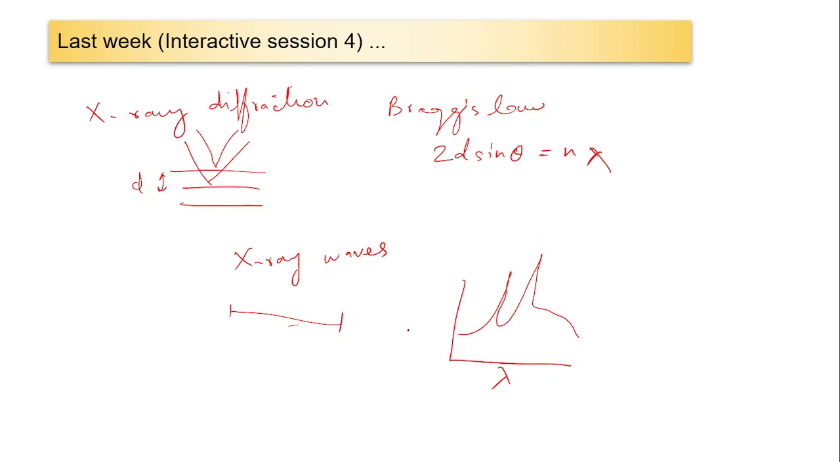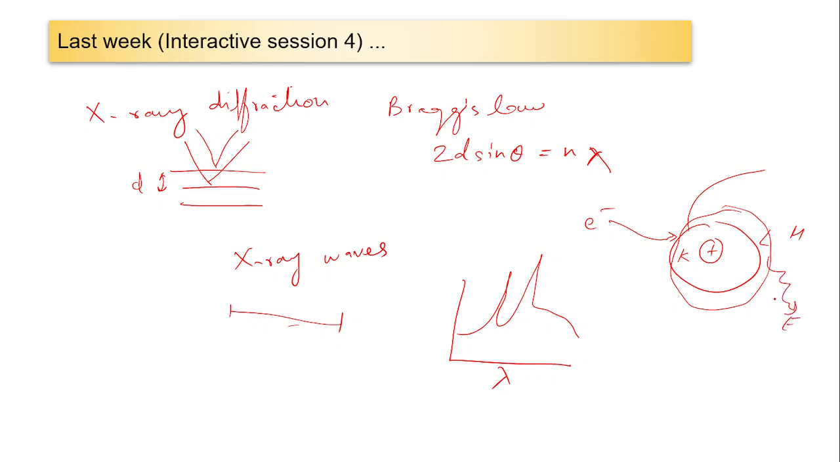So we discussed how we generate X-rays, then the physics behind getting X-rays. When we have an atom and a highly energized electron hits the K shell electron and knocks it out, then an electron from the next L shell or M shell comes and fills up this vacancy, and the difference of energy is given out in the form of X-rays. This is basically how we get X-rays.